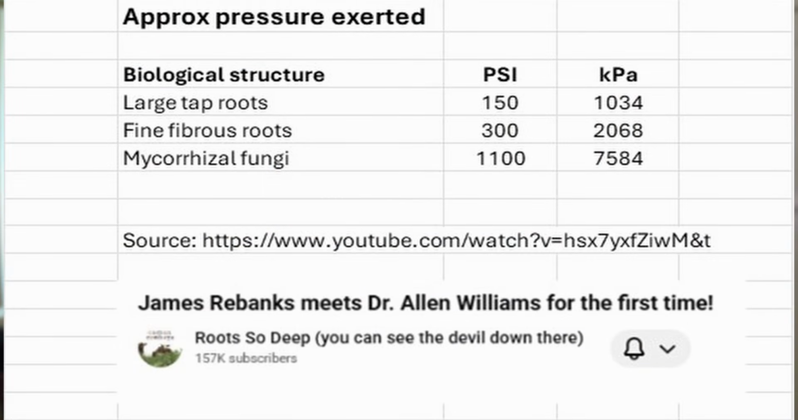The next question I get is about the idea of plants like tillage radish for compaction. Alan Williams, in a YouTube with James Rebanks, compares root pressures. Fine fibrous roots from healthy perennial grasses exert twice the pressure of tillage radish. He also says that mycorrhizal fungi exert 10 times the pressure of tillage radish. Perennial grasses form much stronger and longer lasting relationships with these fungi than annuals. This makes perennial grasses the perfect host to build healthy soil over time.